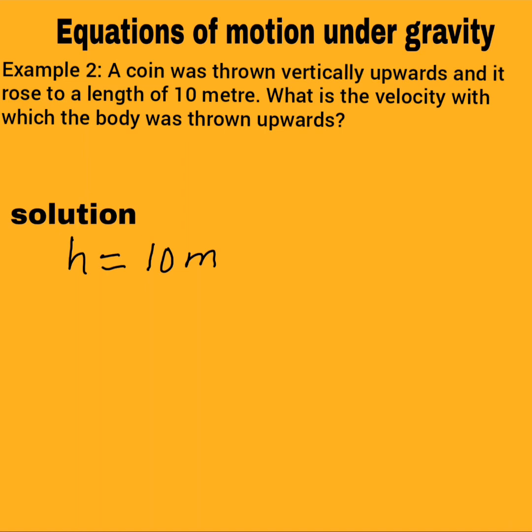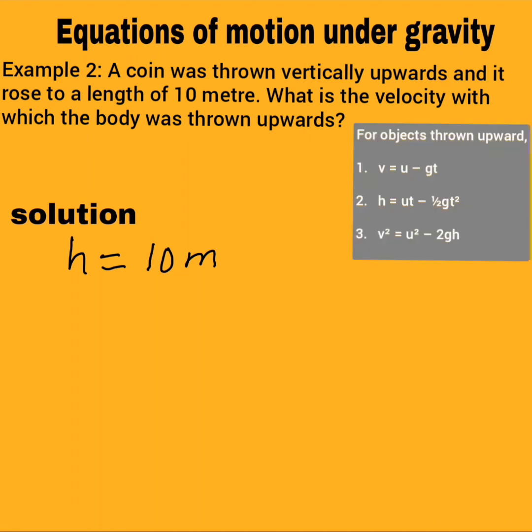Now, this example has to do with an object thrown upward. So the equation of motion we are going to use is the one that has minus. We are going to pick the equation that has to do with what we know and what we are looking for. I'm going to use the equation v squared is equal to u squared minus 2gh. I hope you know why it's minus: because the object is thrown upward. Anytime objects are thrown upward, the v will be 0, so that's why this is 0. Then you have u squared.